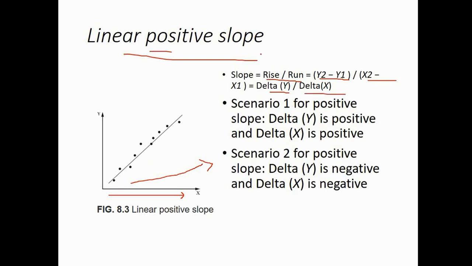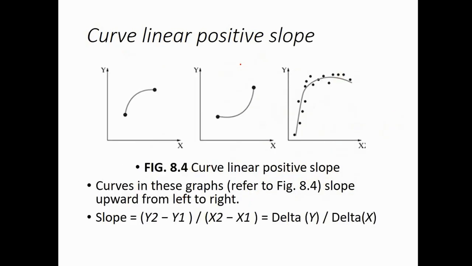In the linear positive slope, the delta y and delta x both will be positive. Therefore the slope is also positive. In the second scenario, the delta y is negative and delta x is also negative. In that case also it is a positive slope only. Curvilinear positive slope: if you look into the diagram, the curve is in the increasing direction from left to right, but it is not a straight line, it will be in a curve shape. That is the difference between the linear and curvilinear positive slope.